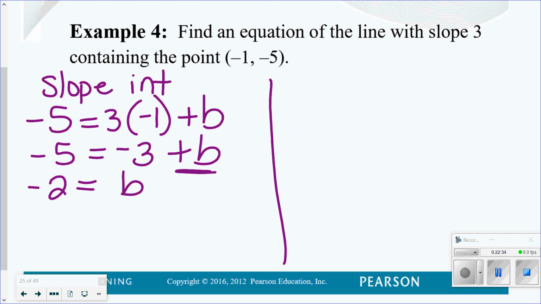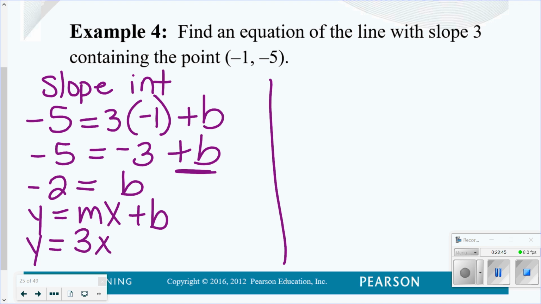Now, in slope-intercept form, we have to put that back into the equation. Remember, we're looking for y equals mx plus b. So we know y equals, we know the slope is 3, and we know that b is -2.